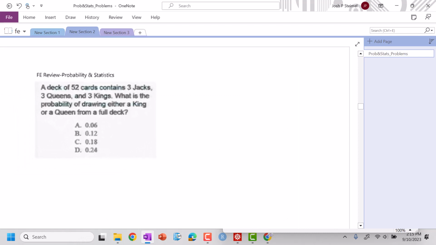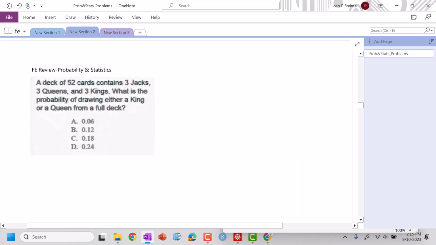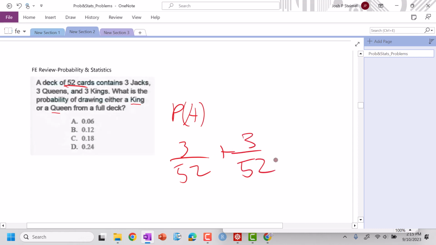I have a deck of 52 cards, contains 3 jacks, 3 queens, and 3 kings. What is the probability either a king or a queen is drawn from a full deck? So we have 52 cards. King or queen, that's mutually exclusive, so the probability that I draw a king is just going to be 3 divided by 52, plus the probability I draw a queen, which is 3 over 52 in this kind of very strange example. So it's just going to be equal to 6 over 52.